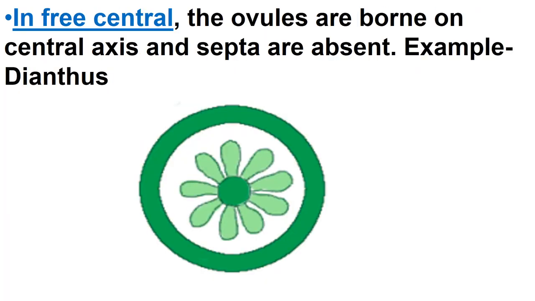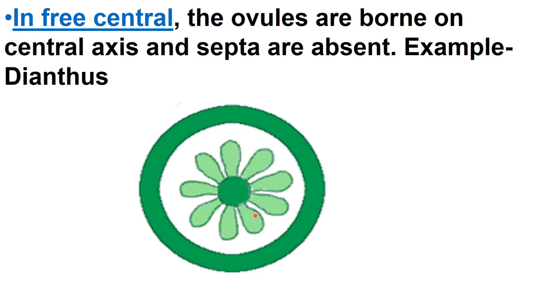Now the next type of placentation is free central placentation. The ovules are borne on the central axis and septa are absent. See here, the ovules are present on the central axis and no septa are present here. Such type of placentation is found in dianthus. You can see there is no septa, which means the ovary is unilocular. This type of placentation is called free central placentation.